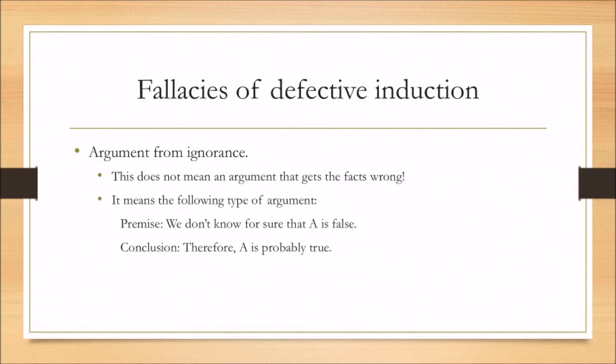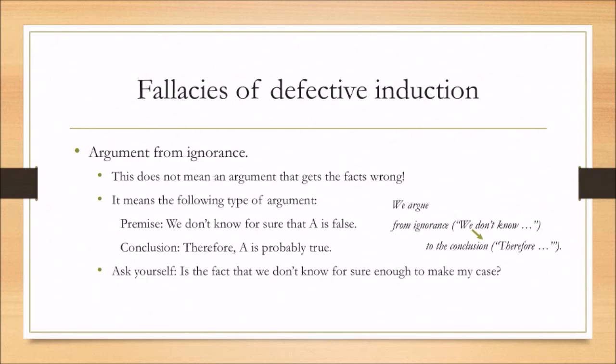Somebody says, well, we don't know for sure that A is false, so probably A is true. In other words, we argue from the ignorance of A, we don't know, to the conclusion, therefore. It's an argument actually based on or relying on our ignorance of A. So you need to ask yourself, is the fact that we don't know for sure enough to make my case? Usually it isn't. Now, sometimes in weird cases, to not know something is enough to be pretty sure that it must be true. But in most cases, just because you don't know something's false doesn't make it true. And that's not enough reason to make it true.